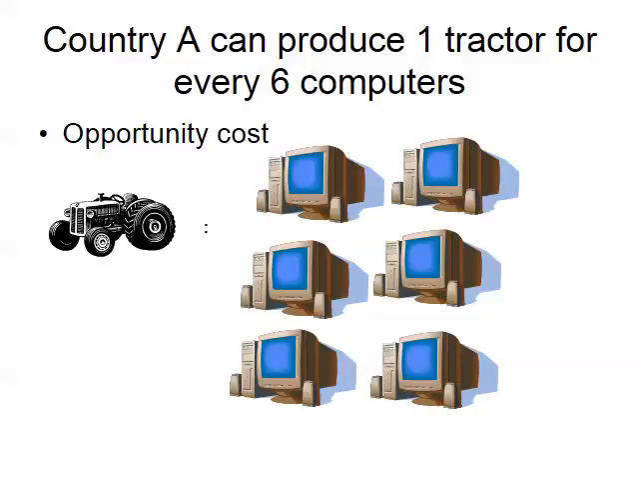Now, I do apologize for these old computers. I'll have to update this to something a little more modern. But anyway, let's say we're looking at a production possibility frontier, where country A can produce 1 tractor for every 6 computers. So in other words, we know that the opportunity cost of 1 tractor is 6 computers, because that's what we would be giving up.